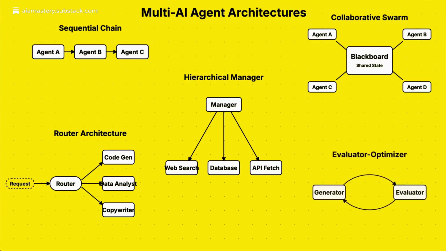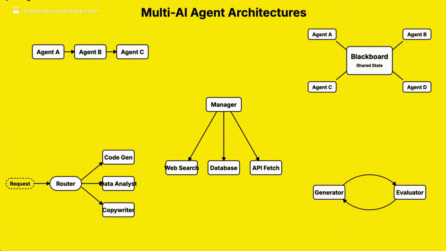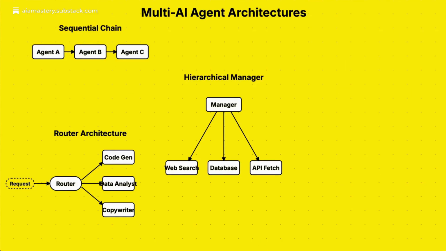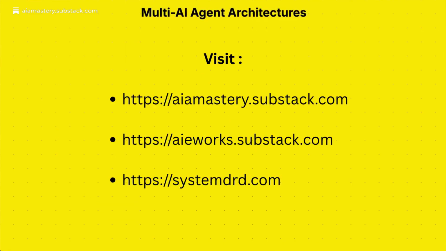The evaluator optimizer loop enforces quality control. A generator drafts a solution, and an evaluator critiques it against strict rubrics, iterating until quality thresholds are met. By leveraging these distinct architectures, engineers can design highly scalable, resilient, and intelligent AI ecosystems tailored to complex enterprise workloads.